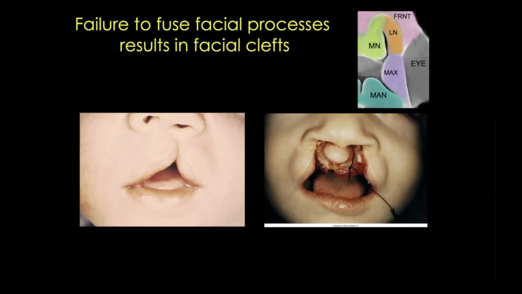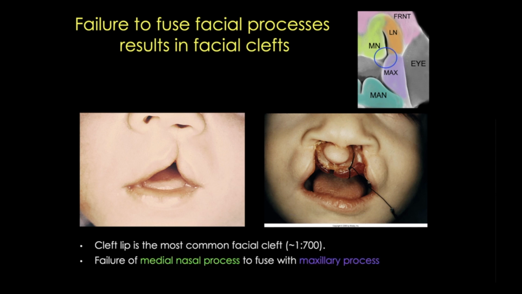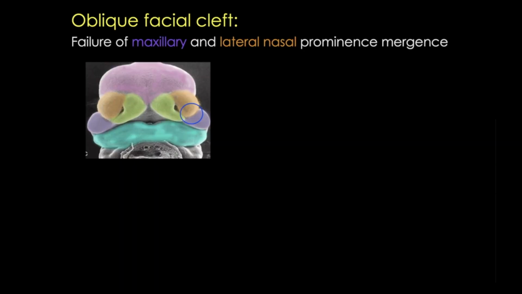And this arises from a failure of the median nasal process to fuse with the maxillary process. And this can be uni or bilateral, with or without cleft palate, as we'll talk about in part 2, but it can lead to many, many different problems. Other clefts can occur, such as oblique facial cleft, and this arises from the failure of the maxillary and lateral nasal prominences to merge, as seen in these cartoon examples, and these can be quite severe.